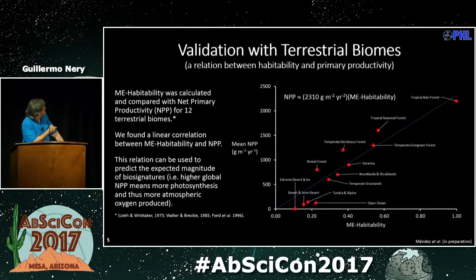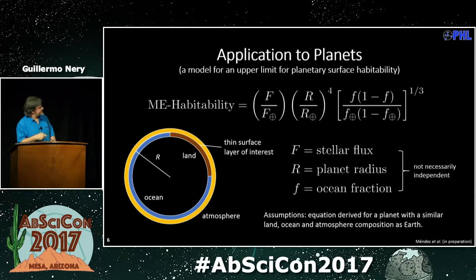So this relation can now be used to predict the expected magnitude of biosignatures. For example, higher global NPP means more photosynthesis and thus more atmospheric oxygen produced. Okay, so now we validated this. Let's try and apply it to planets.